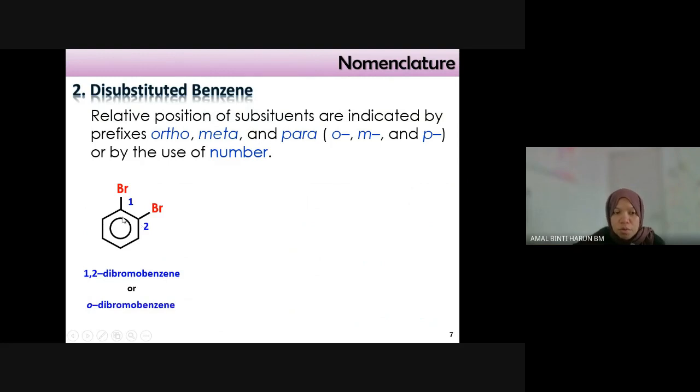Ortho. So, the parent is benzene. So, we have the substituent dibromo. Where is the location of the bromo? At carbon number 1 and number 2. So, it will be 1,2-dibromobenzene.